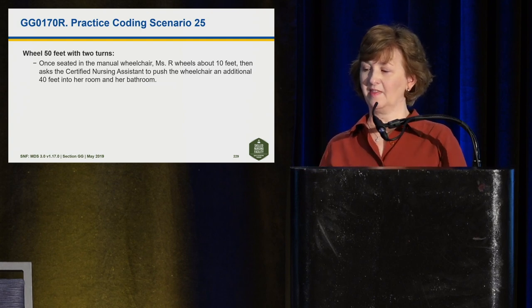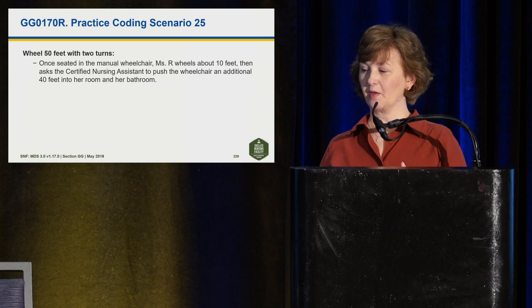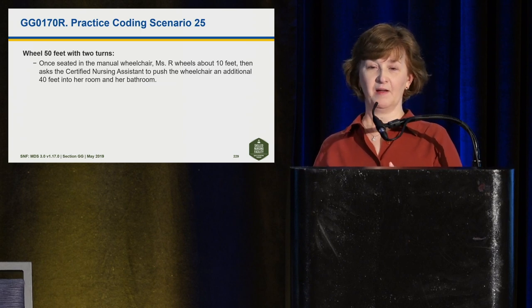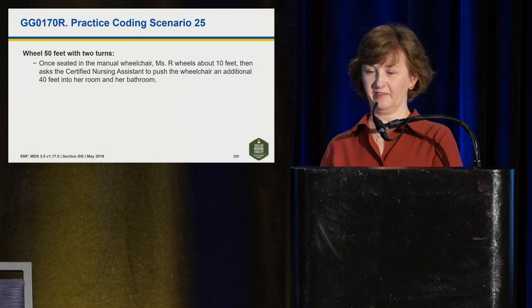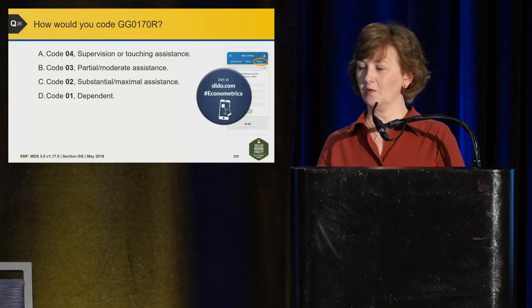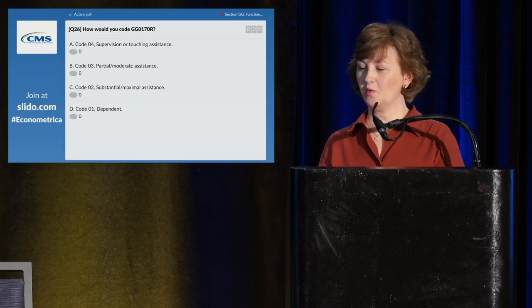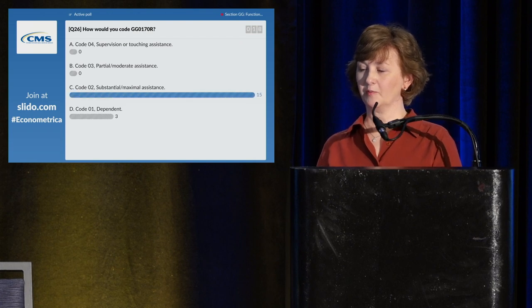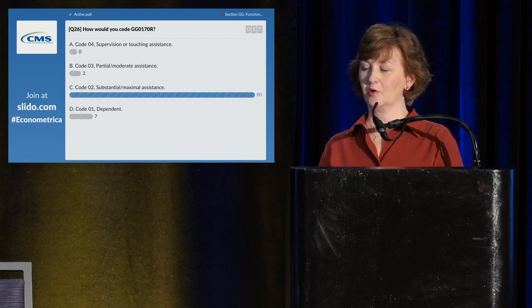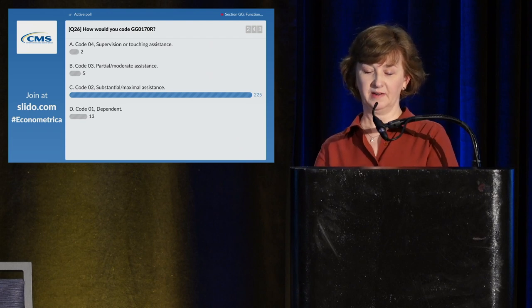And so at this point, in order to code the activity, you have to think about whether the resident has completed more than half the effort, or less than half of the effort. Okay, so let's walk through the coding. Options that you have are code 4, supervision or touching assistance, code 3, partial or moderate assistance, code 2, substantial maximal assistance, or code 1, dependent.